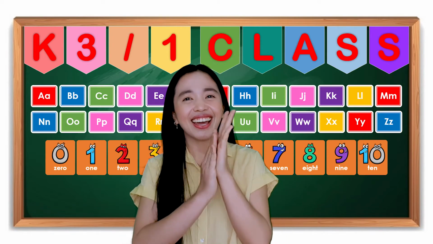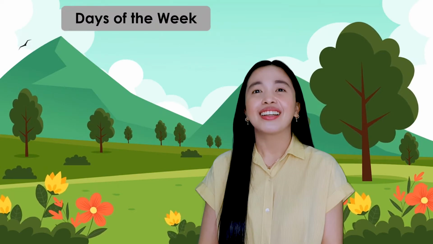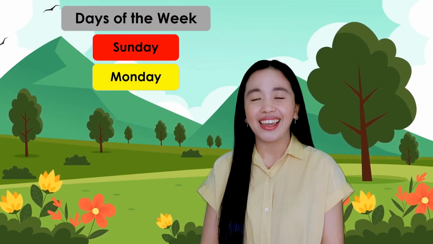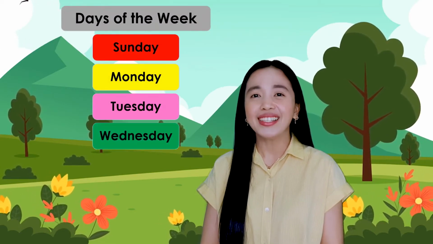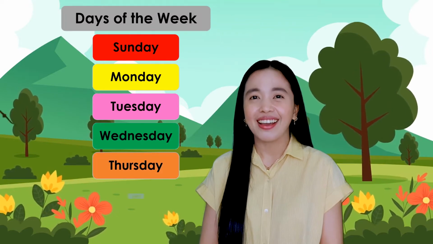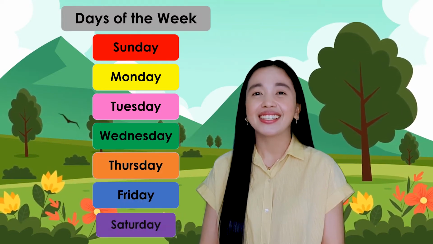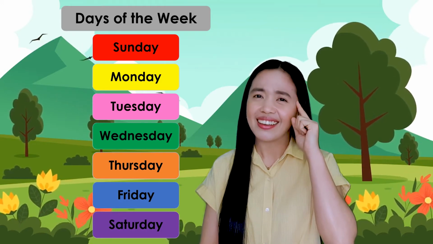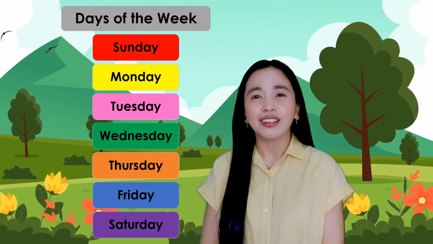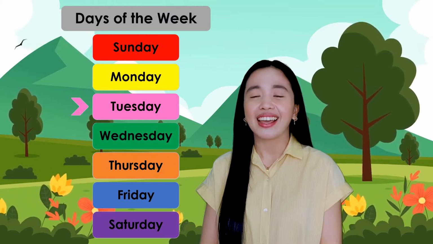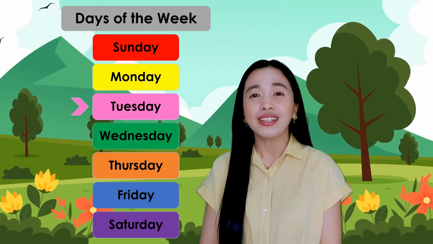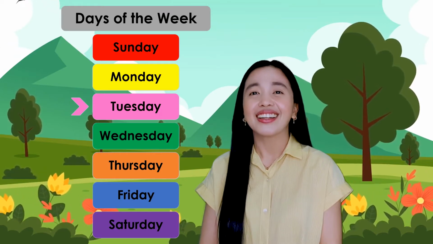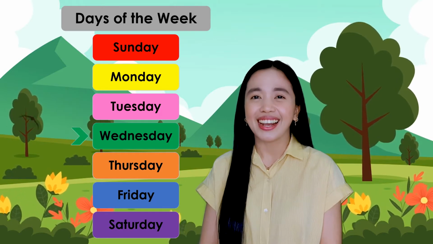Very good, kids! Now let's review the days of the week. Sunday, Monday, Tuesday, Wednesday, Thursday, Friday, and Saturday. Now what day was yesterday? Good! Yesterday was Tuesday. How about today? What day is today? Today is Wednesday.